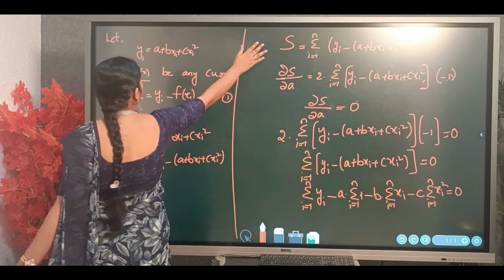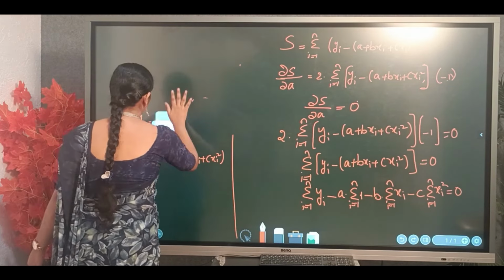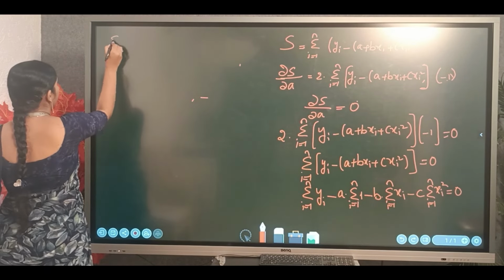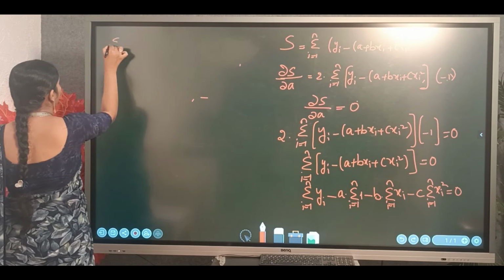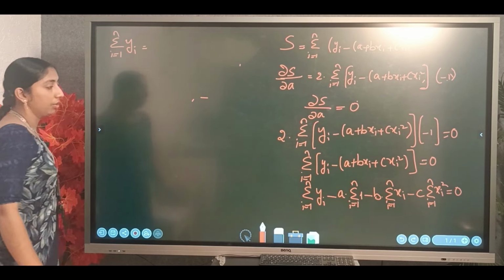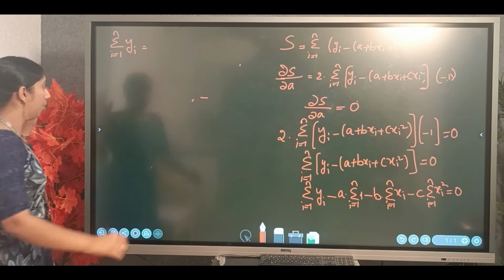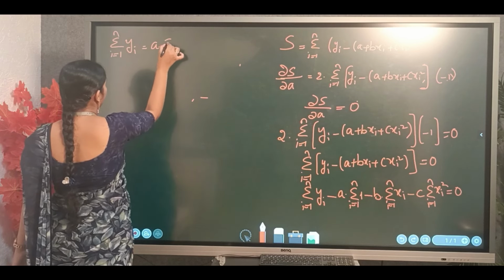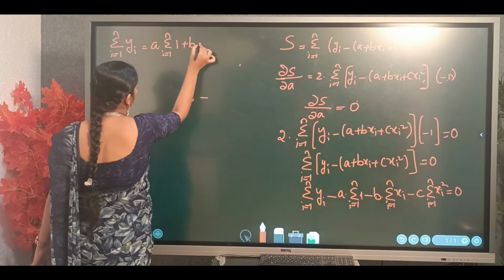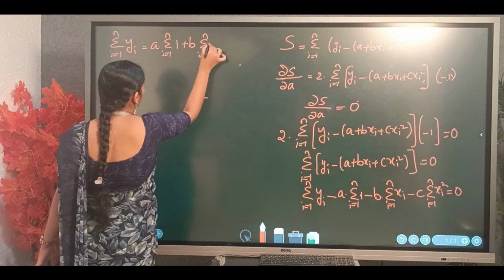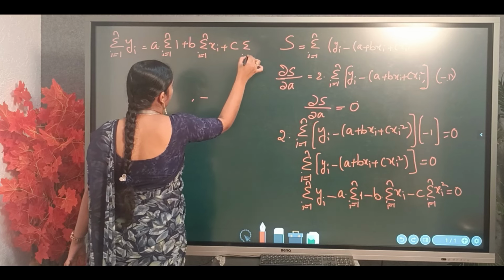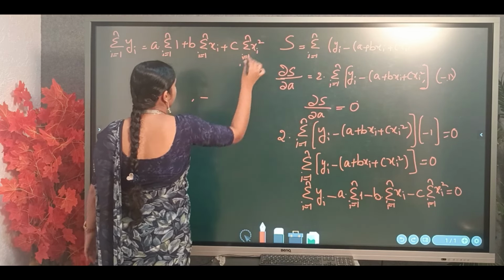So now, by solving this, we get one of the normal equations. What's here? We put only the positive term here and the remaining terms we can move to that side. Summation i equal to 1 to n yi is equal to this negative term. When it is going to that side, it will be positive. So a into what is there? Summation i equal to 1 to n of 1, plus b into summation i equal to 1 to n xi, plus c into summation i equal to 1 to n xi square.